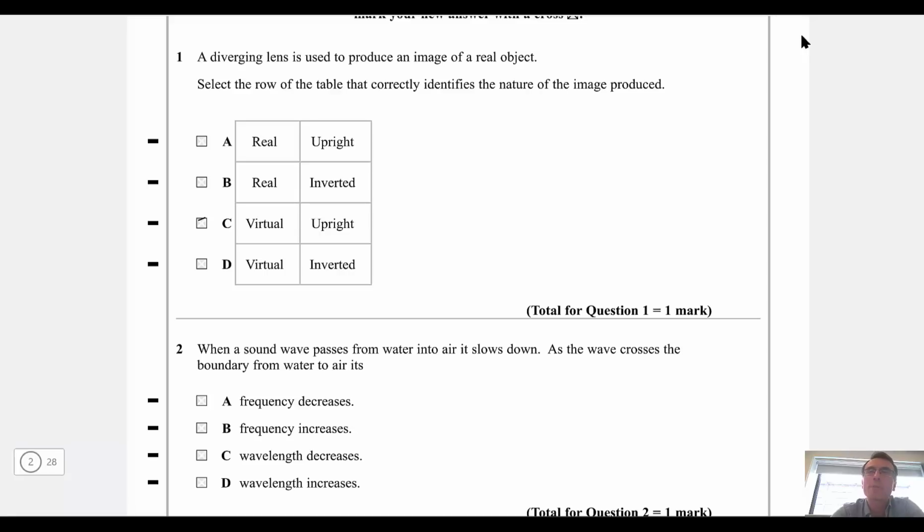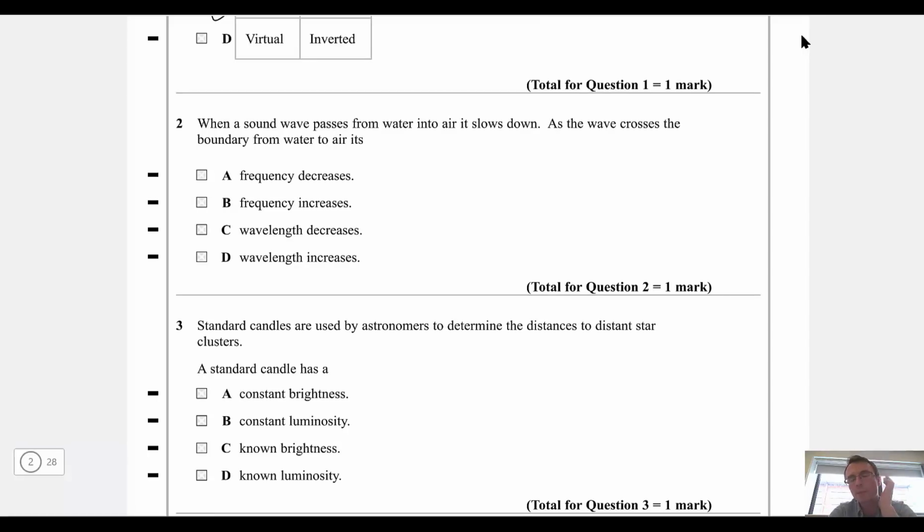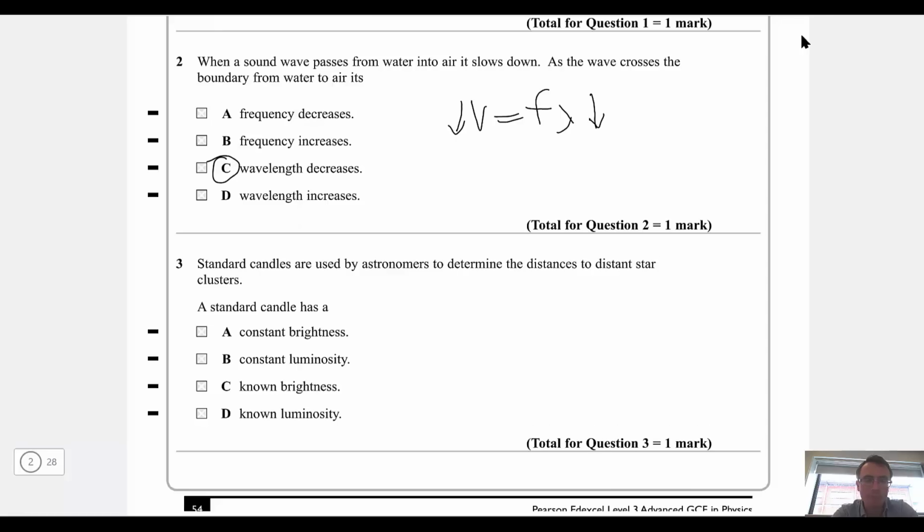Okay, so first one, we've got a diverging lens. Which one of these is correct? So a diverging lens will always produce a virtual and an upright image. So correct answer is C. Question 2, when a sound wave passes from water into air, it slows down. Okay, whenever we have a sound wave or any wave changing substance, the frequency always remains constant. So I'm going to say that v is equal to f lambda. The frequency is constant. So if v has gone down, then the wavelength must have decreased as well. Correct answer is C.